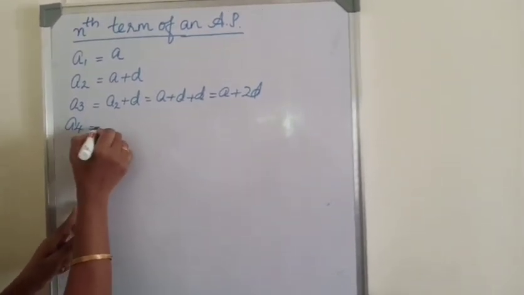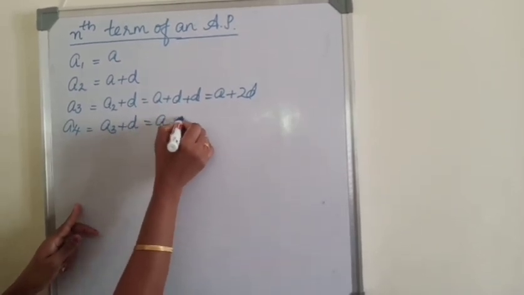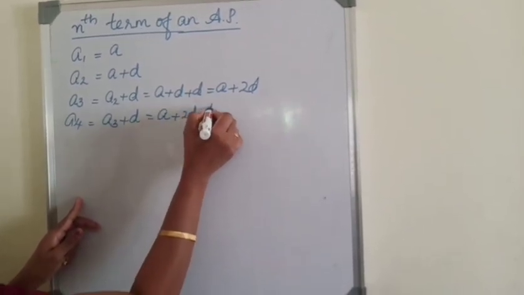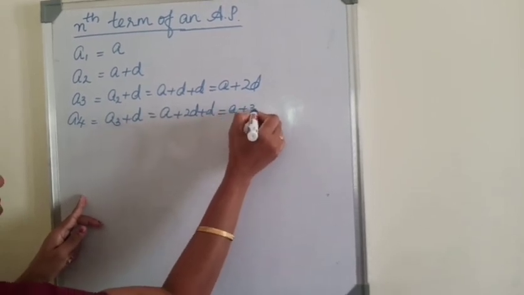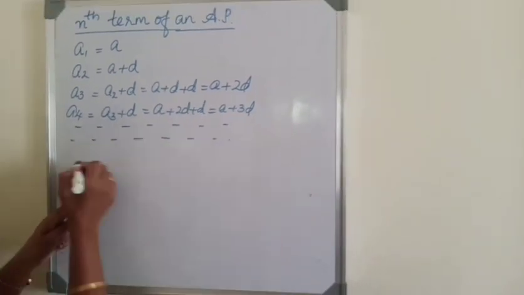A4 is third term plus common difference. Third term is A plus 2D, plus D. It becomes A plus 3D, etc. How will we write AN?